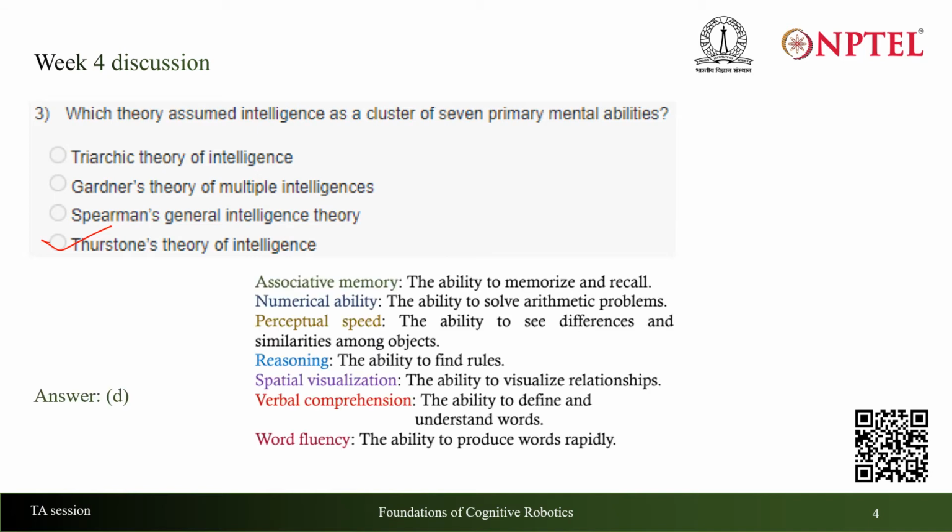So associative memory, the ability to memorize and recall; numerical ability, the ability to solve arithmetic problems; perceptual speed, the ability to see differences and similarities among objects, that is to recognize patterns; reasoning, the ability to find rules; spatial visualization, the ability to visualize relationships; verbal comprehension, the ability to define and understand words; and word fluency, the ability to produce words rapidly. So these were the 7 primary mental abilities that comprise intelligence as per Thurstone's theory. So the right answer for this question is option D.